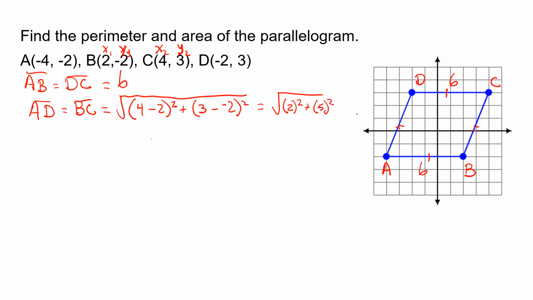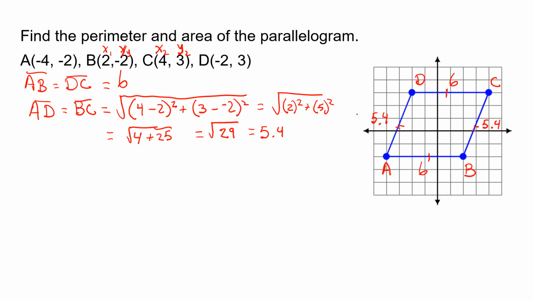I just did order of operations inside parentheses. And I can continue doing order of operations. 2 squared is 4, and 5 squared is 25. So the square root of 29 is the exact answer. I'm going to round this to the decimal approximation of 5.4. So I now know 5.4 is side AD, and 5.4 is also side BC.